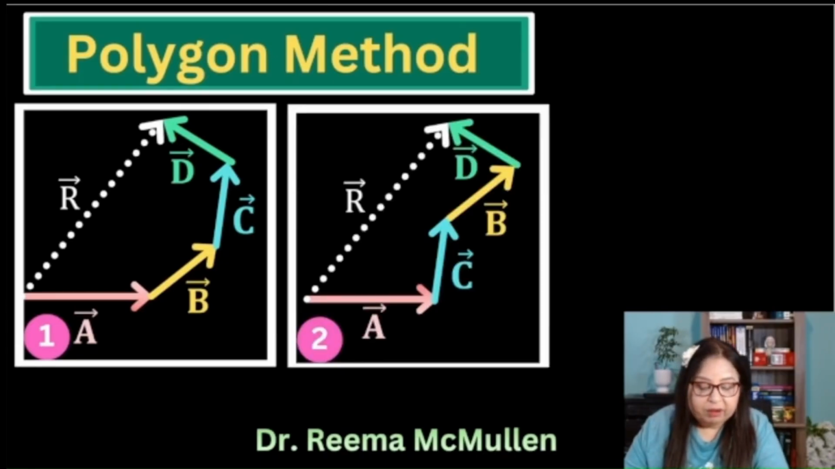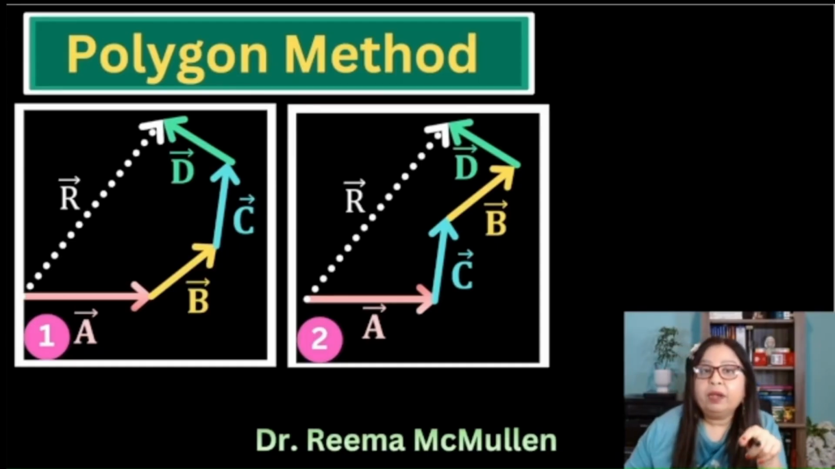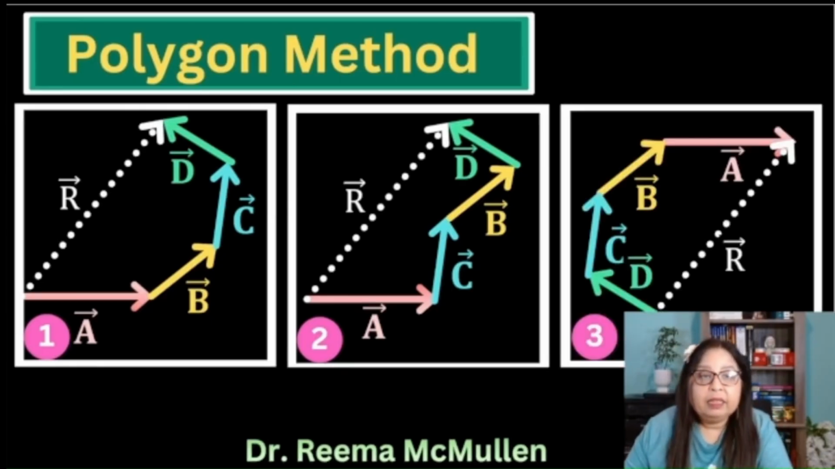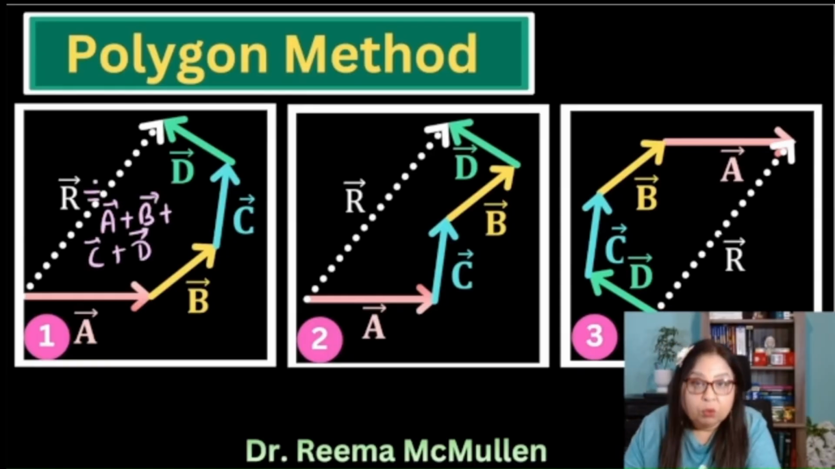What's happening in the next diagram? In this diagram, instead of adding A, B, C, D in sequence, now we are adding A, C, B, and D in sequence and drawing the vector R. And in the last one, we are now adding D to C to B to A. Now see once again here. In 1, we have R equal to A plus B plus C plus D in this order.